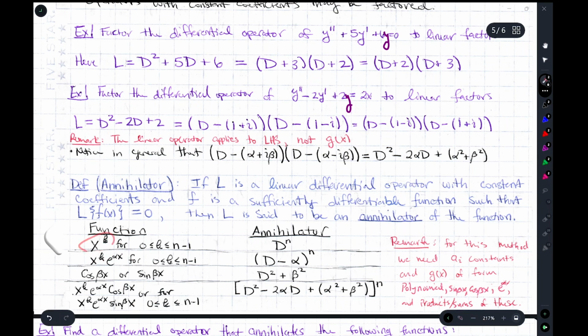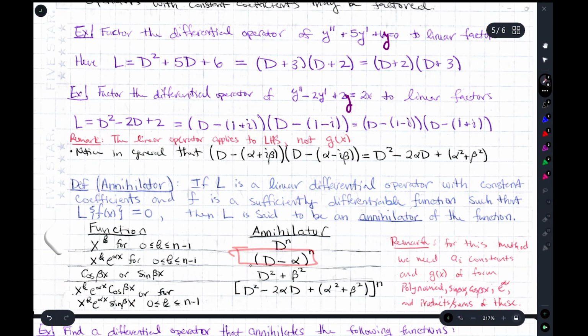You have a polynomial, x^k, where k could be anywhere from 0 to n minus 1, or linear sums of such terms. Then D^n will annihilate any x^k as long as k is less than or equal to n minus 1 and greater than or equal to 0. That makes sense. So D to the fourth operating on x cubed, for example, or x squared, or x, or 1 will give you 0.